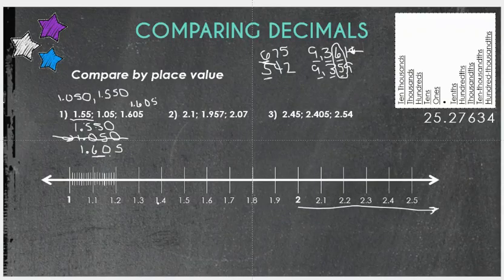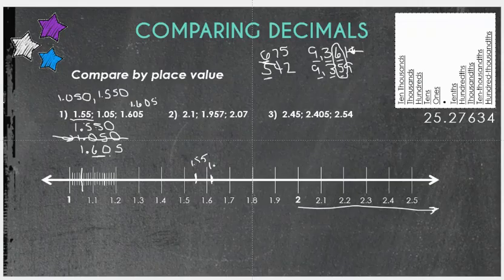So if we looked at these numbers on the number line, 1.55. Okay, so 1.55, I apologize for that sound. 1.55. Here's 1.5 and here's 1.6. 1.55 is right between them. So 1.55 is right here. 1.05, well, that's not even up to 1.1. That's all the way down here. It's like right here, 1.05. And then 1.605, well, here's 1.6. It's going to be a little bit further.